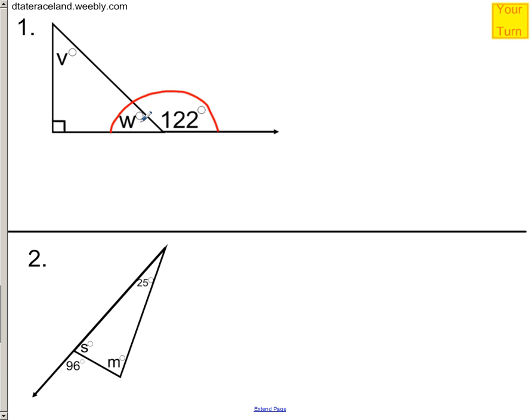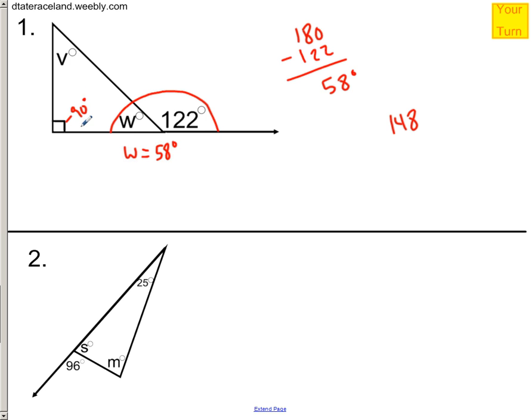Here's a 180 degree relationship between these two angles. So 180 minus 122 will be 58 degrees. So W will equal 58 degrees. We know this one is 90. So 90 plus 58 is 148 degrees.